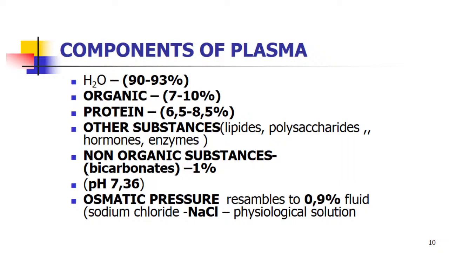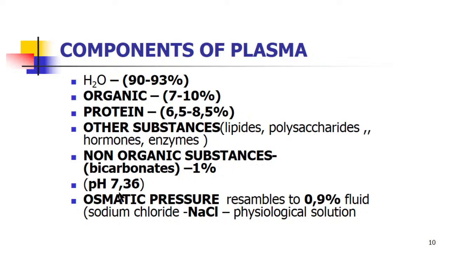These are the components of plasma. Water dominates among the substances, around 93% of the plasma. Organic substances are 7 to 10%. Proteins are 6 to 8.5%. Other substances are lipids, polysaccharides, hormones, enzymes, and non-organic substances, bicarbonates, around 1%.